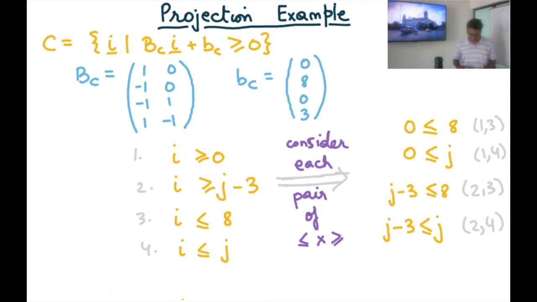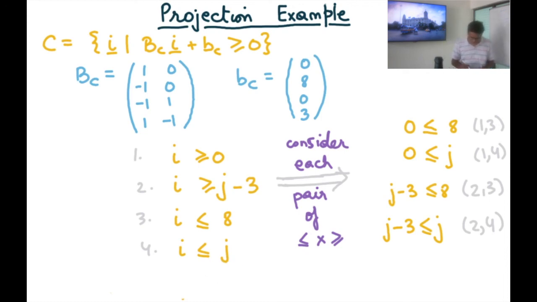I is greater than or equal to 0. I bring it into those forms, either C into x is greater than or equal to L, or u is greater than or equal to C into x, or L is less than or equal to C into x. In this case it becomes I is greater than or equal to 0, I is greater than or equal to j minus 3, I is less than or equal to 8, and I is less than or equal to j. And now we consider each pair.